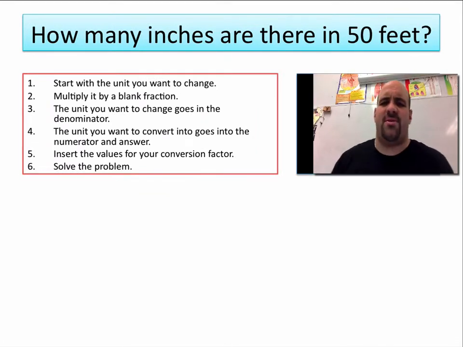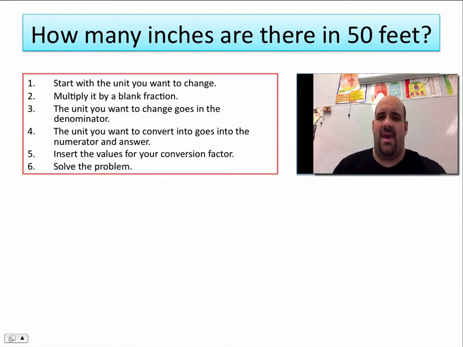So let's just start by doing a problem. And I put the 6 rules here. I made them smaller. And we're going to start by asking a question. How many inches are there in 50 feet?